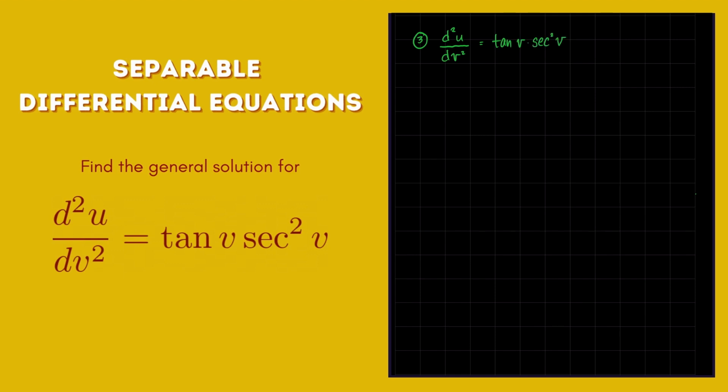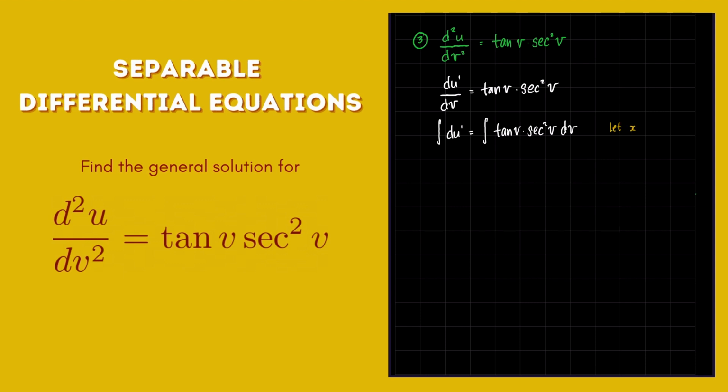We want to find the general or complete solution for d squared u over dv squared is equal to tangent v times secant squared v. We could write it as the derivative of u prime. So du prime over dv is equal to tangent v times secant squared v. Separate natin si du prime at dv. Du prime is equal to tangent v times secant squared v times dv. We'll take the integral of both sides. Kung naalala nyo yung integral niya, great. Kung hindi, gamit tayo ng substitution.